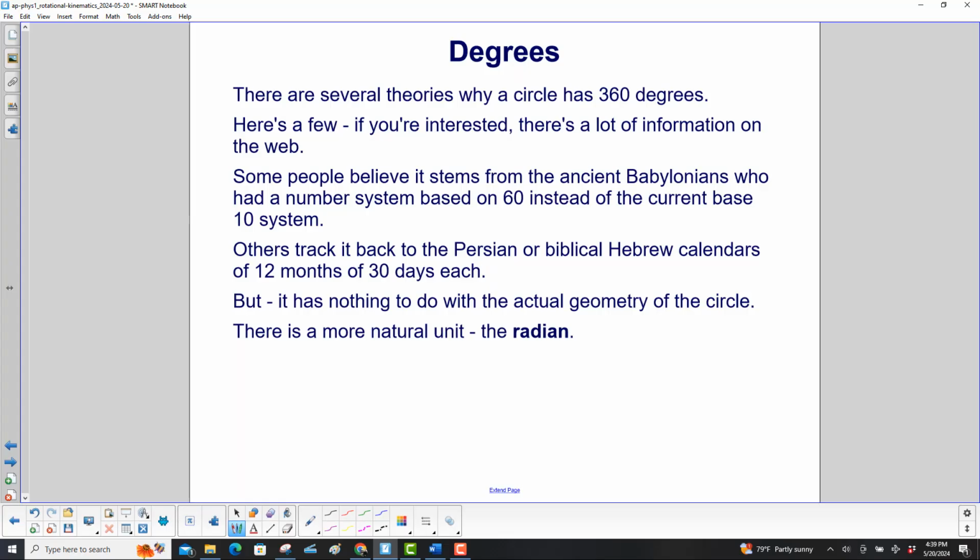Degrees. There are several theories why a circle has 360 degrees. Here's a few. If you're interested, there's a lot of information on the web. Some people believe it stems from the ancient Babylonians, who had a number system based on 60 instead of the current base 10 system. Others track it back to the Persian or Biblical Hebrew calendars of 12 months of 30 days each. But it has nothing to do with the actual geometry of the circle. There is a more natural unit, the radian.